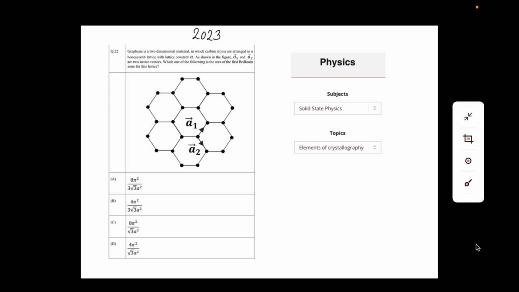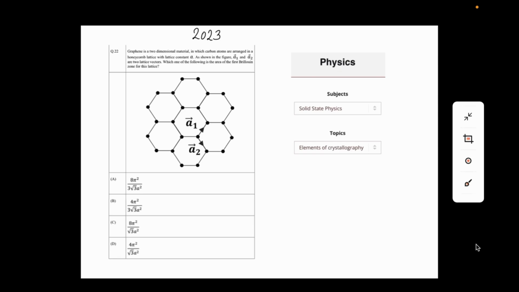So basically, this is a solid state physics question, and it will require the concepts of crystallography, the elements of crystallography, how to write the lattice vector, and how to go to the reciprocal space. So you can go through these lectures to understand the basic concepts of writing the lattice vectors in real space and finding the corresponding lattice vectors in the reciprocal space.